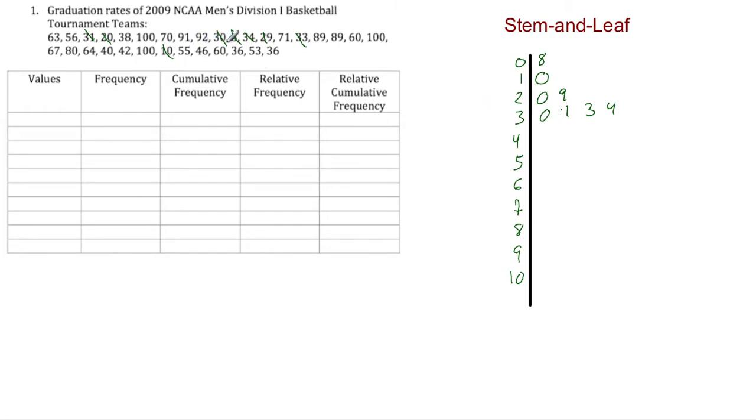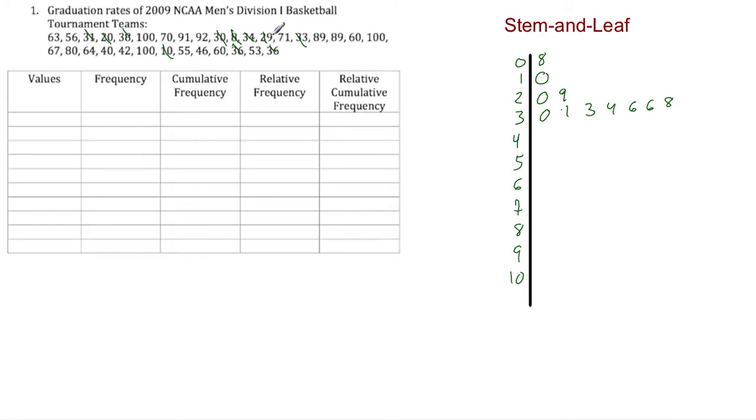There is a 36. I think that's it for the 30s. Ooh, there was one 36. There's two 36s. But yeah, I think that's it for the 30s. Oh, there's a 38. Okay. Next on to the 40s.